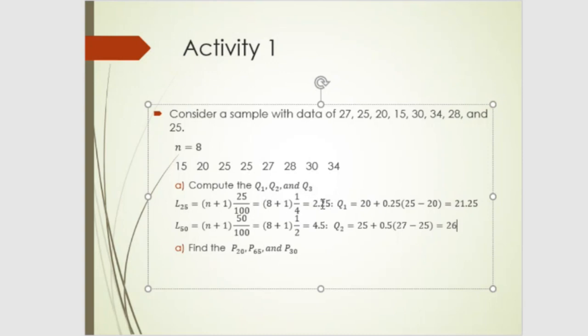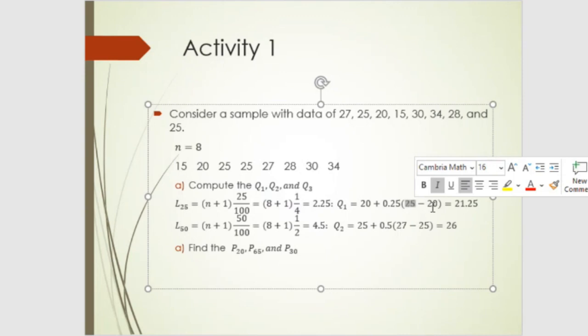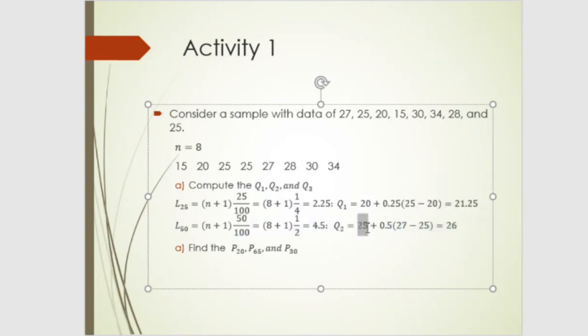If it's 2.25, you must know it's 0.25 that needs to be shared between those two values. On the second one, 4.5 is 4 plus 0.5, so you take that 0.5 and share it, then you get the answer. In fact, this 20 is location 2, and this 0.25 we are sharing between the two values. The second one is position 4: 1, 2, 3, 4 is 25, and the other half we share between the two. That's what it's saying. Is it better now? Yes, sir, I'm fine with it. All right, thank you.